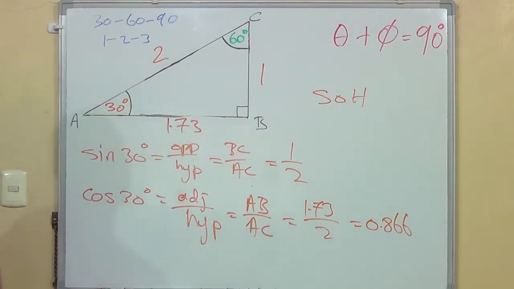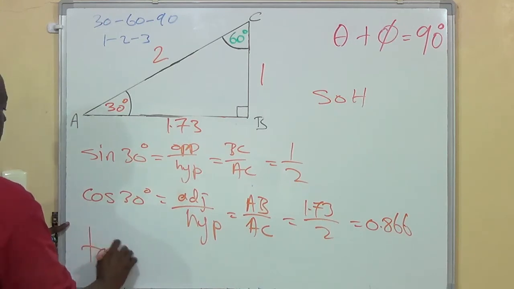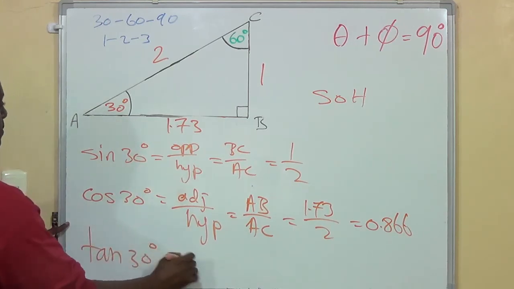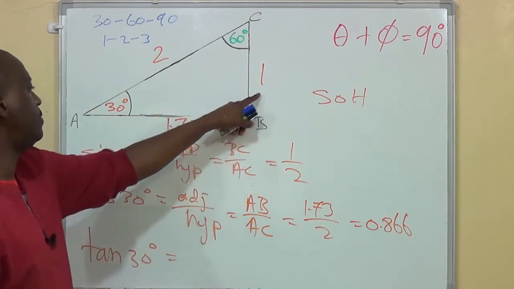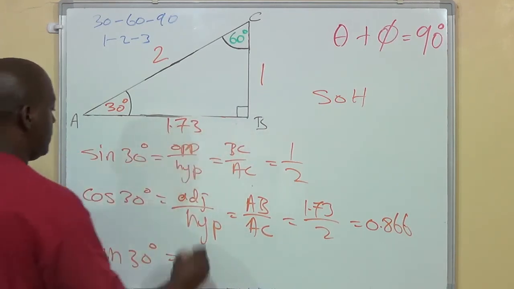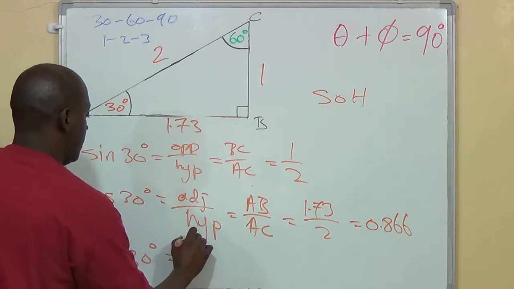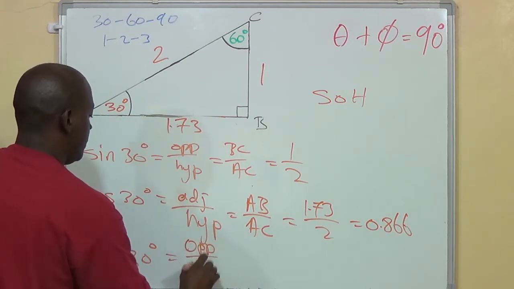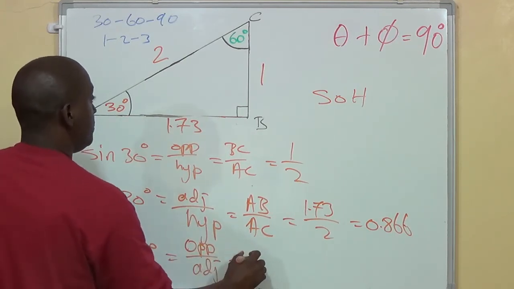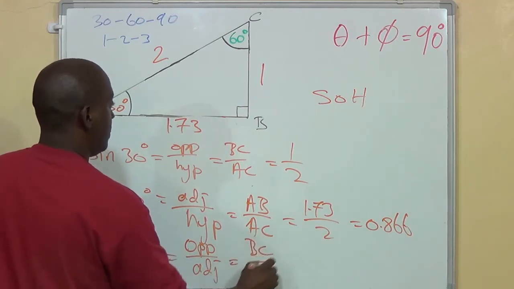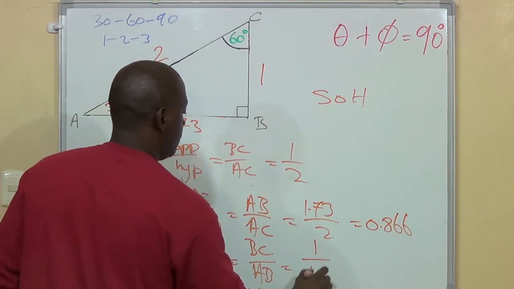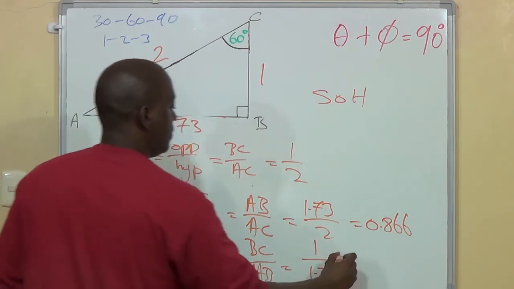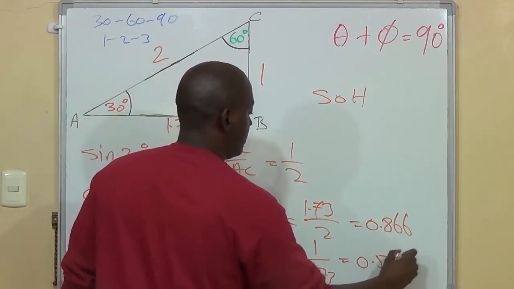Good. And then of course we could say that the tangent of 30 degrees will be equal to opposite over adjacent, which will be BC over AB, which will be 1 over 1.73, which will be equal to 0.577.